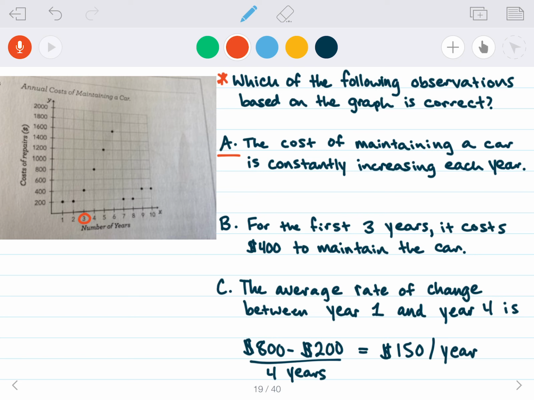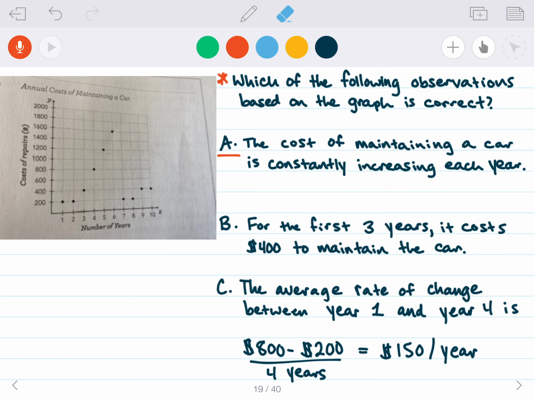So from year 3 to year 4, yes, it's increasing. That's definitely true. From year 4 to year 5, yes, that's increasing. That's true. But look, from year 1 to year 2, the cost remains the same. The cost at year 1 is 200, and the cost at year 2 is also 200. So that is going to be a false statement there. Let's look at choice B.